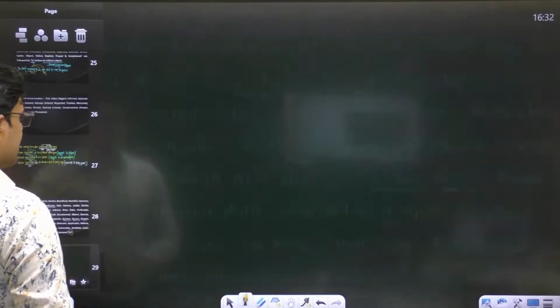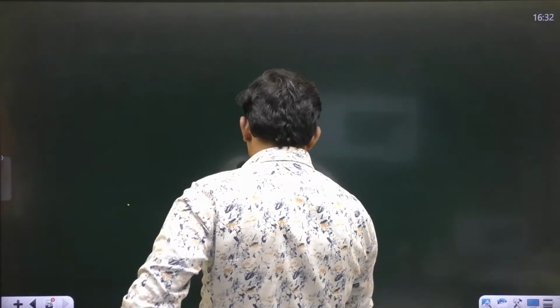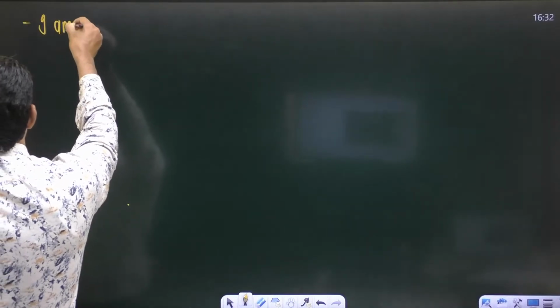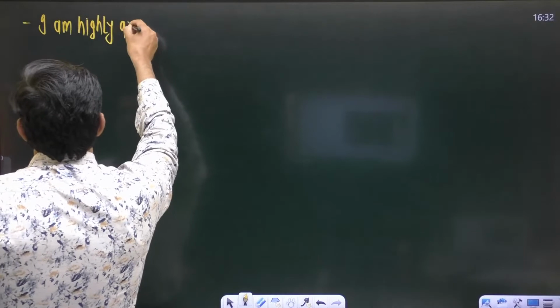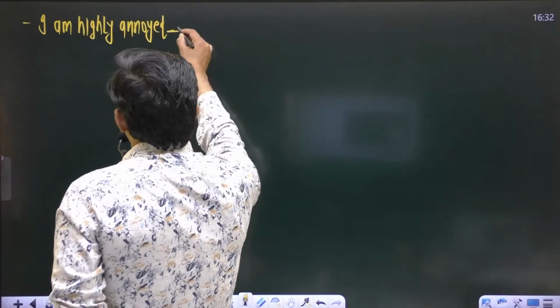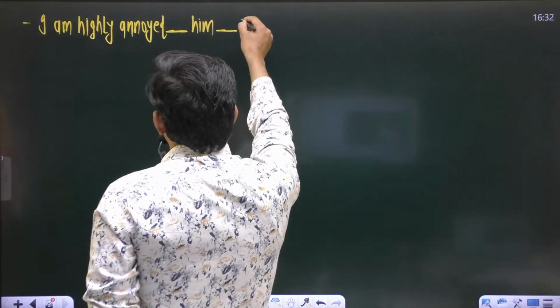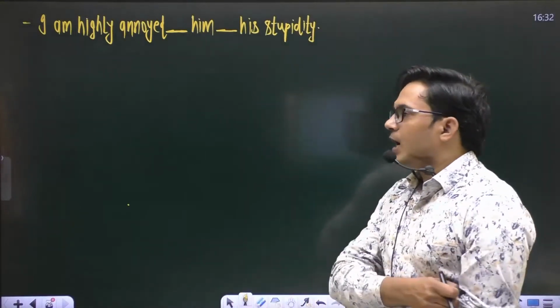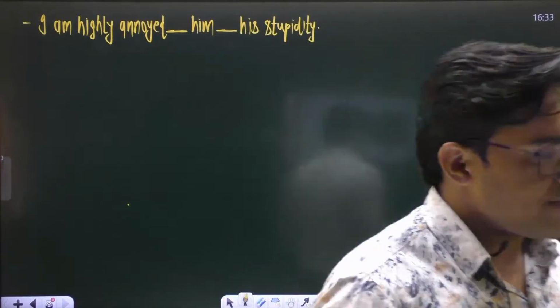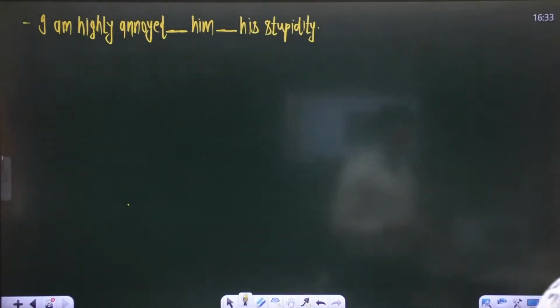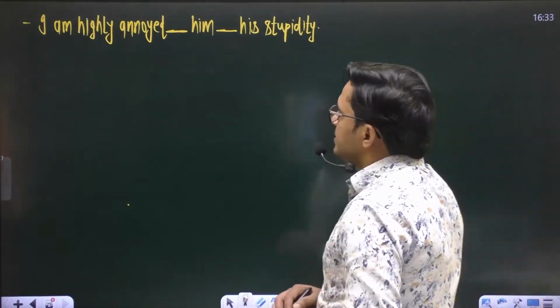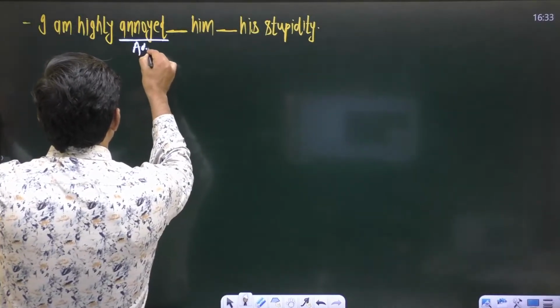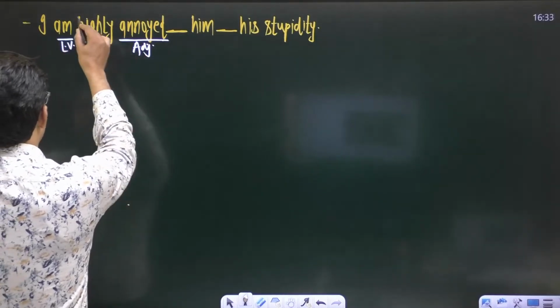Okay, let us discuss some of the fixed prepositions and the sentences. I am highly annoyed blank him blank his stupidity. Okay, I am highly annoyed blank him blank his stupidity. First sentence, okay, in this sentence you have an adjective, and the adjective is what? Annoyed. Am is the linking verb, and linking verbs are followed by an adjective.